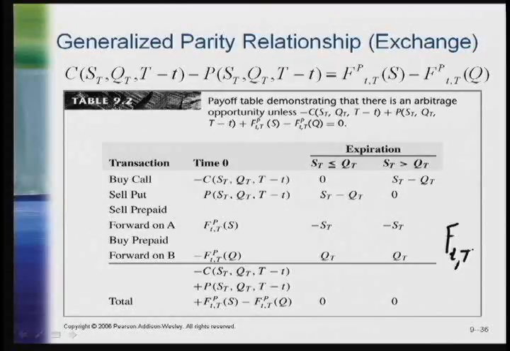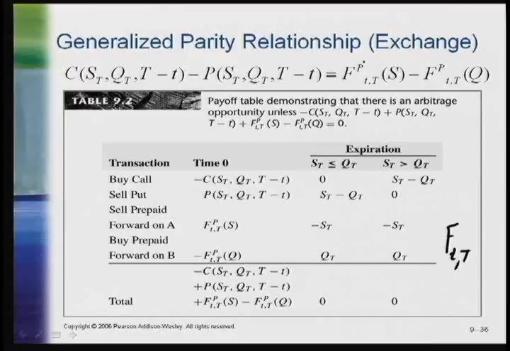F_t,T is the price we determine at time little t for the stock delivery at time capital T. When we put a P up, that's the prepaid price. Instead of paying for that delivery at time capital T, if we wanted to pay for it at time little t, that would be called the prepaid forward price.